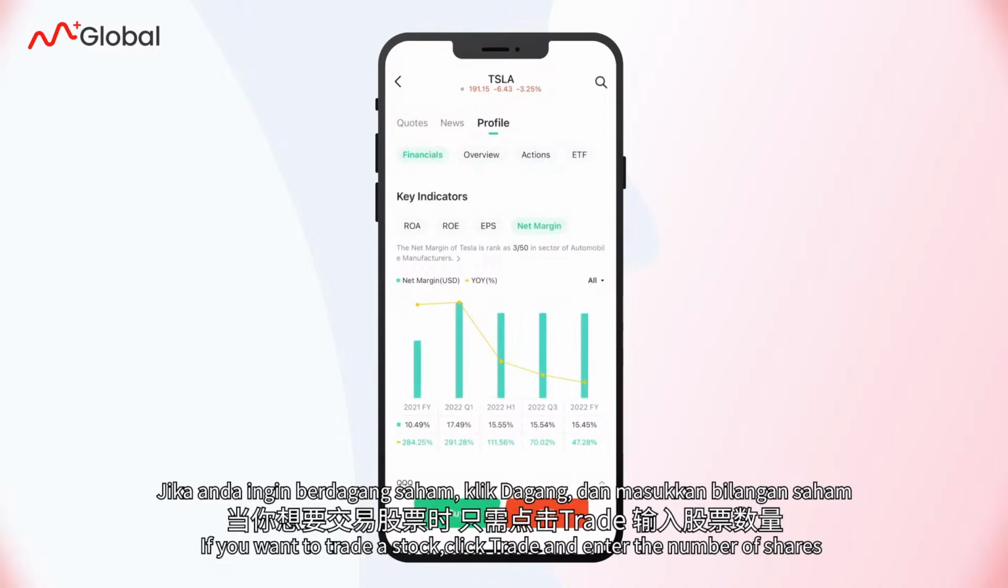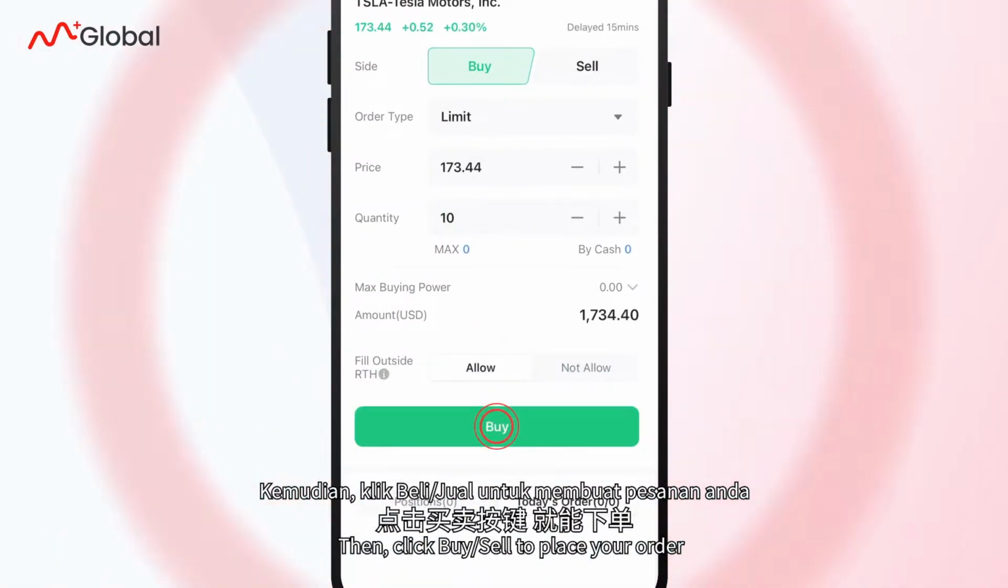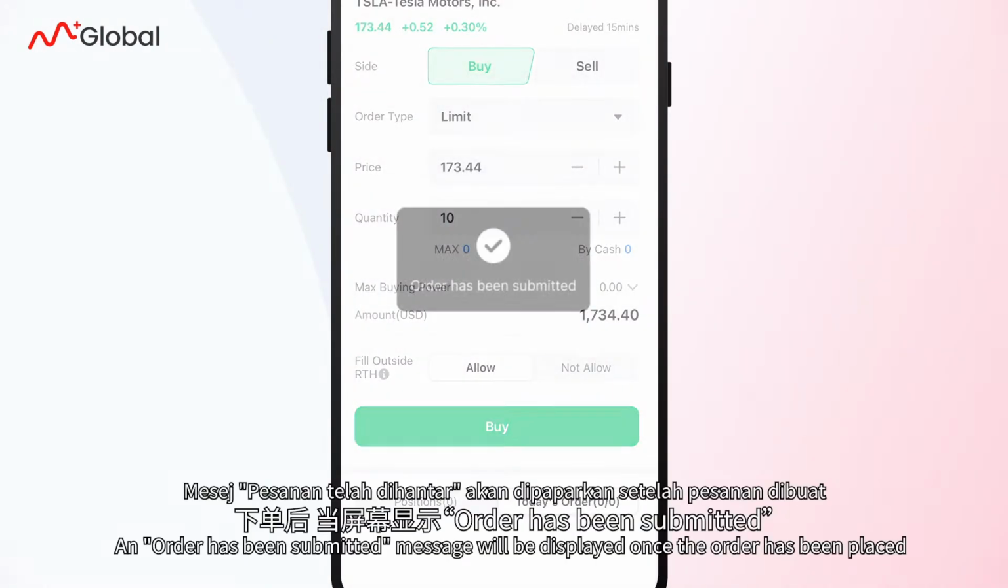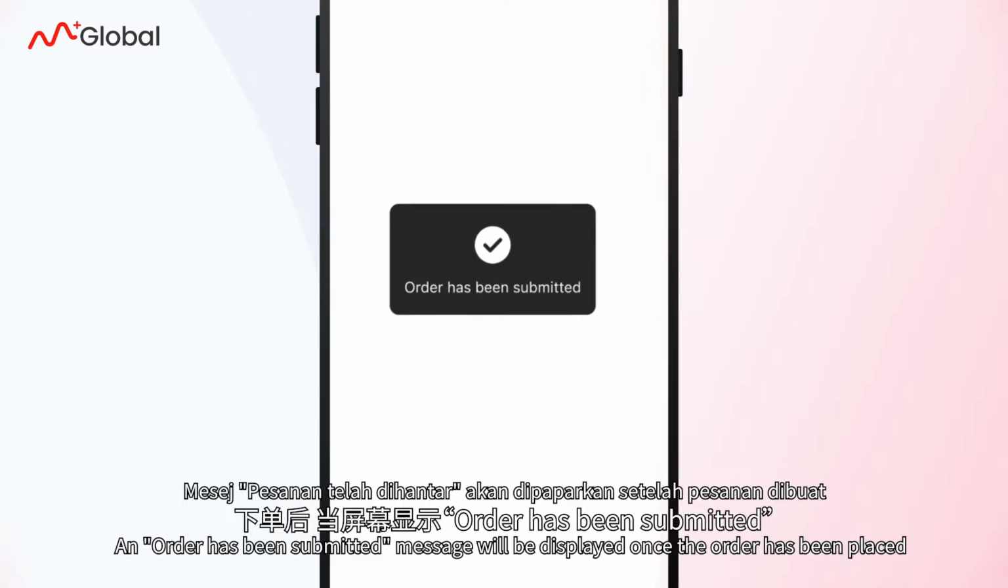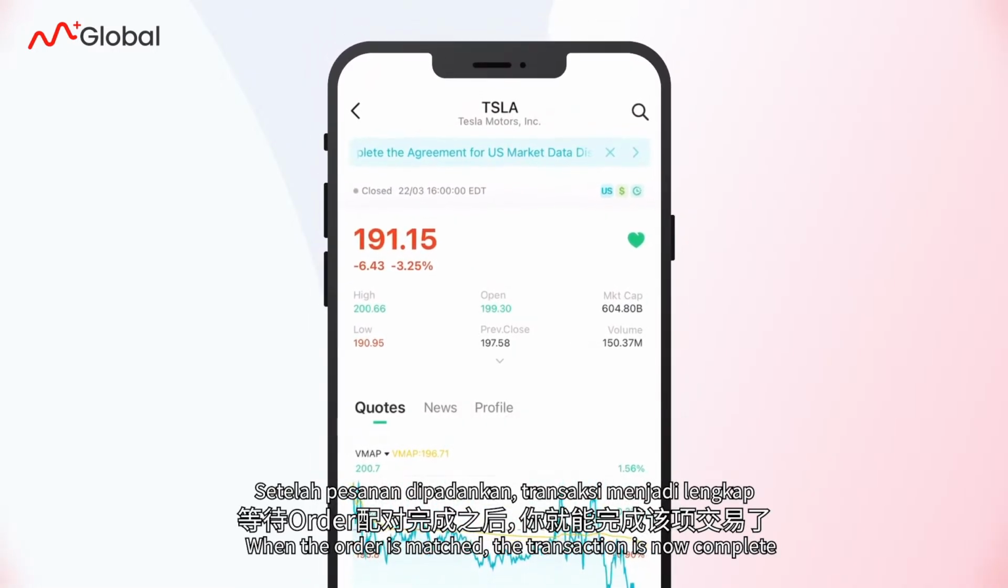If you want to trade a stock, click Trade and enter the number of shares. Then click Buy or Sell to place your order. An order has been submitted message will be displayed once the order has been placed. When the order is matched, the transaction is now complete.